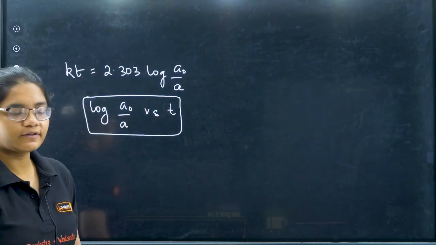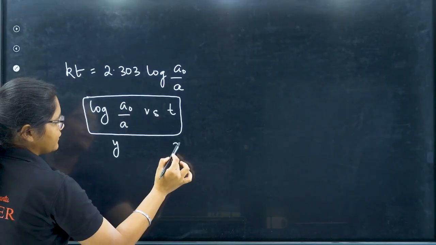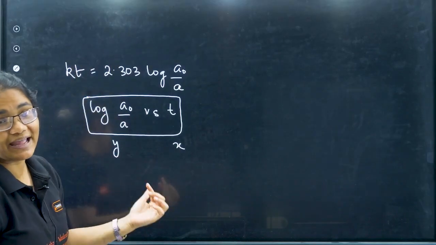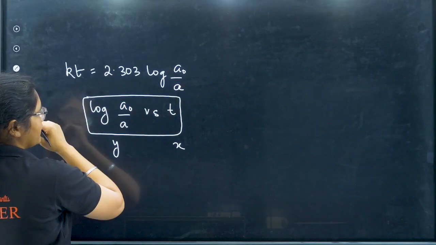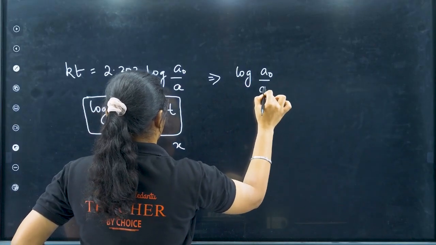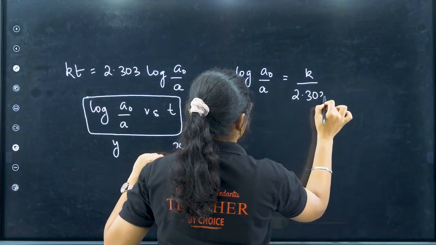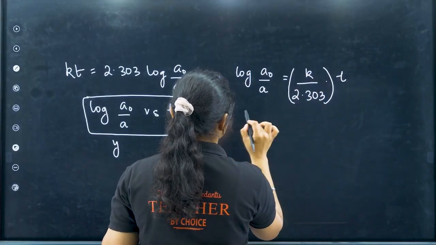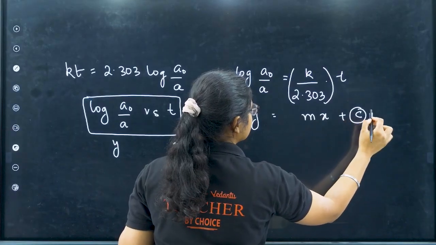So how will you do it? This is a practice. You have to first identify that whichever is given first is your y, and the other one is your x. So arrange this equation and write it in the form of y equal to mx plus c. Y means this one, so I will keep this term and take all other terms to the other side. So I can write it like this: log of a naught by a is equal to k by 2.303 into t. What will this give me? You can see this is y, this is m, and this is x, and this c here has no value, means it is 0.